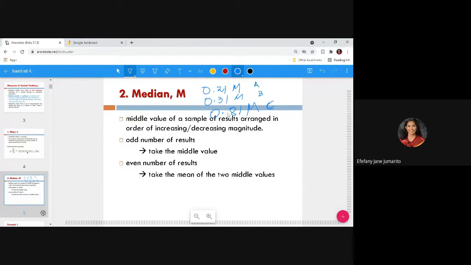And also, if we are going to use our mean to identify the average concentration of our sample, we just divide, no? However, the mean is not always reliable, especially if we have an outlier, if we have data that is far off, not that precise. It's not precise to the two other data.